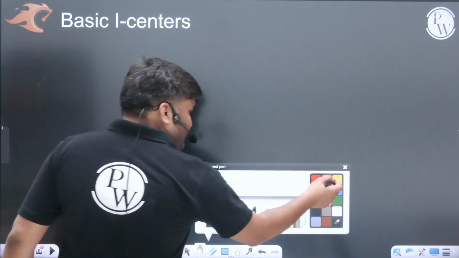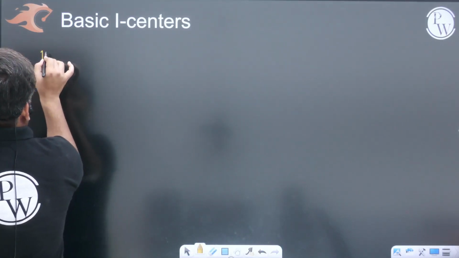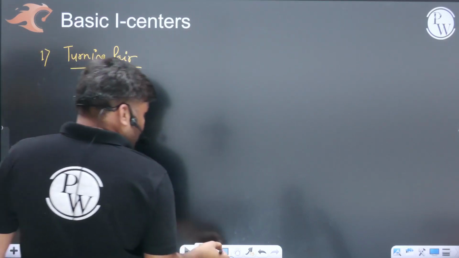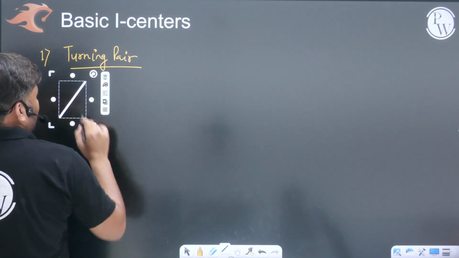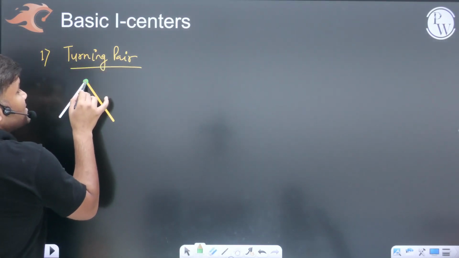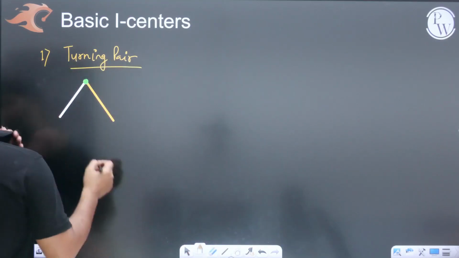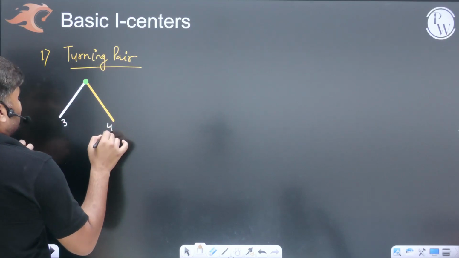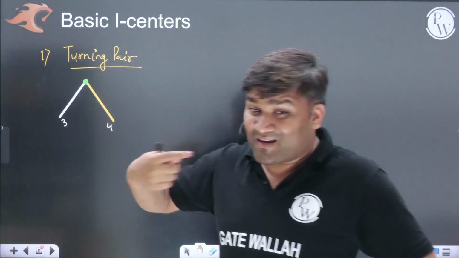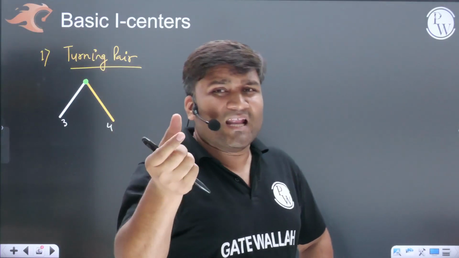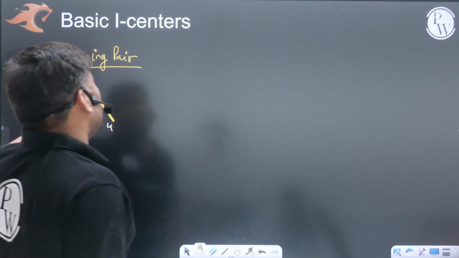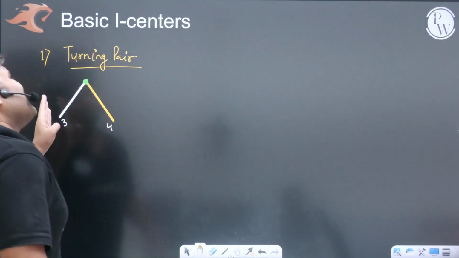Now let me tell you how we find some basic I-centers. The very first thing, a few I-centers everybody must know. If you are having a turning pair, suppose I have two links. This is link one and it is connected to link two. These are two different links and they have a pin joint somewhere here. Let me give them names. This is my link number 3 and this is my link number 4. Intentionally I have not called it link 1, because last class I told you link 1 is always reserved for the fixed link, and many people would get confused. That's why I have written some random names. This is link 3 and this is link 4.